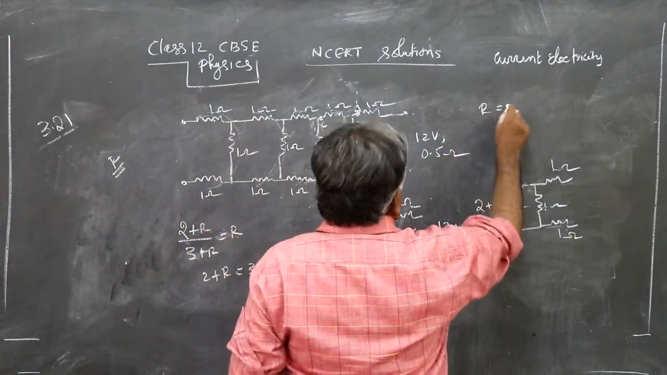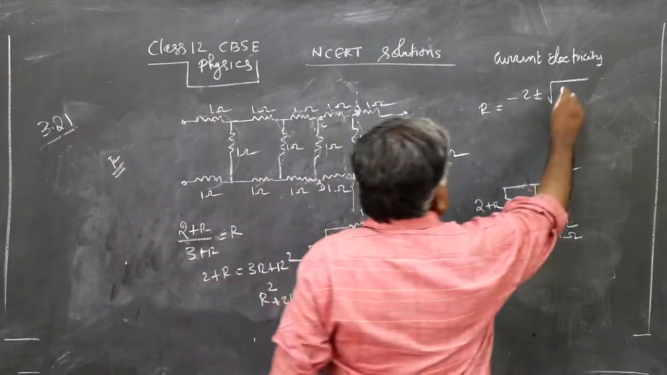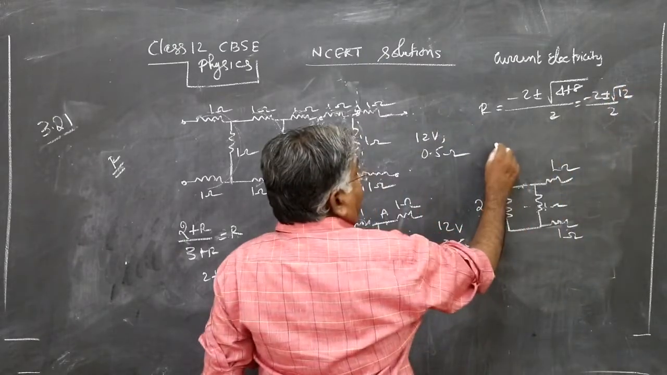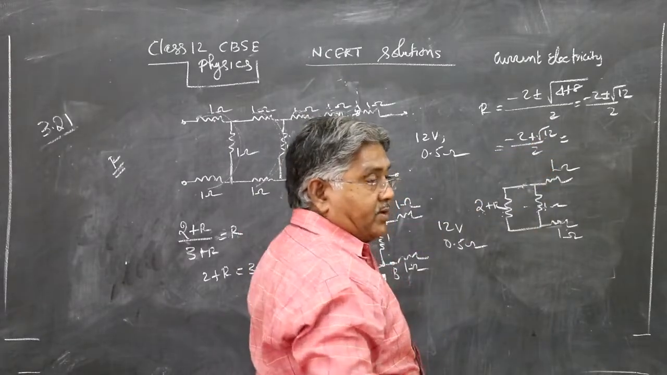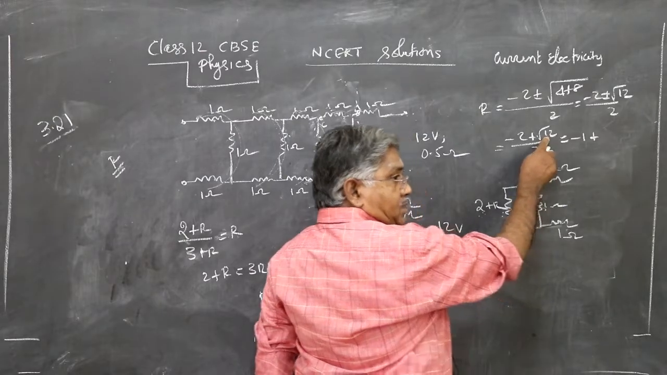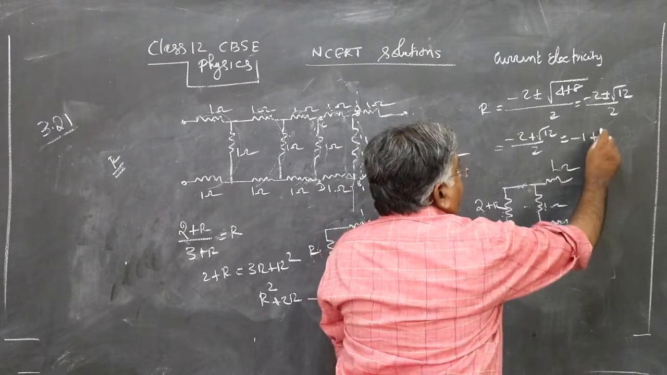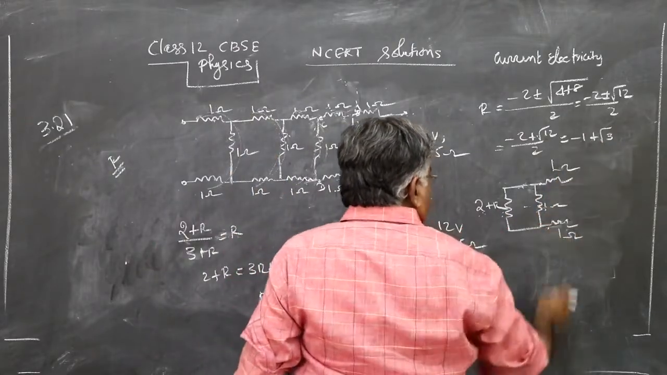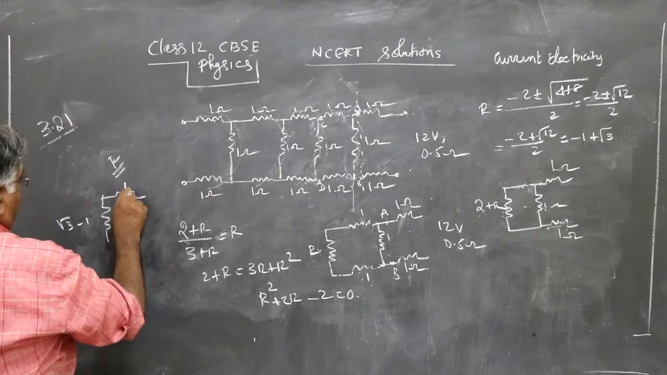R equals minus 2 plus or minus root of b squared, 4 plus 8, by 2. That is minus 2 plus root 12 by 2; the minus root 12 you leave out. Root 12 is root 4 into 3; the 4 you take outside, it becomes 2, and 2 and 2 cancel. So R is minus 1 plus root 3. Root 3 minus 1, plus these 1 ohm and 1 ohm.